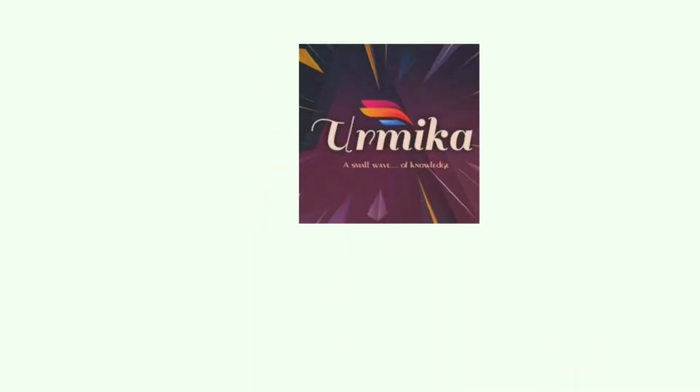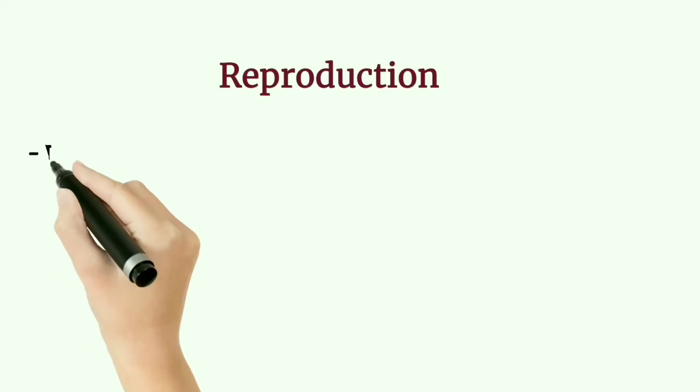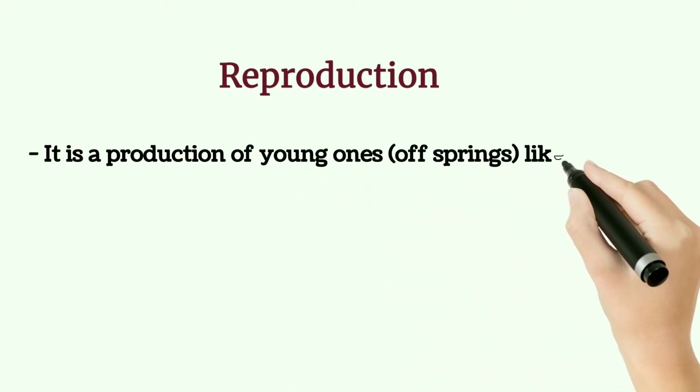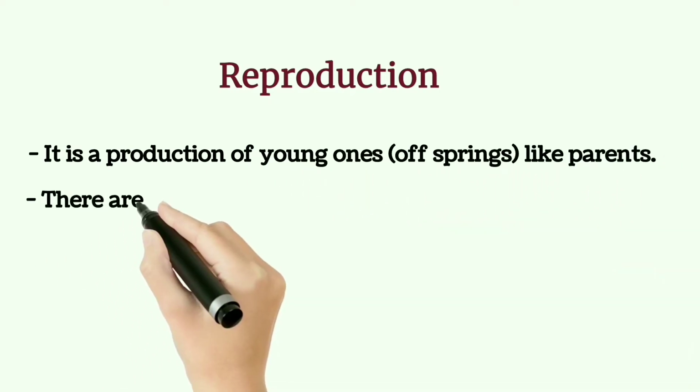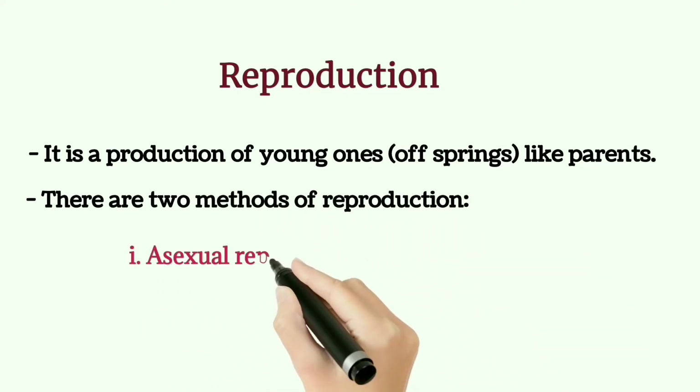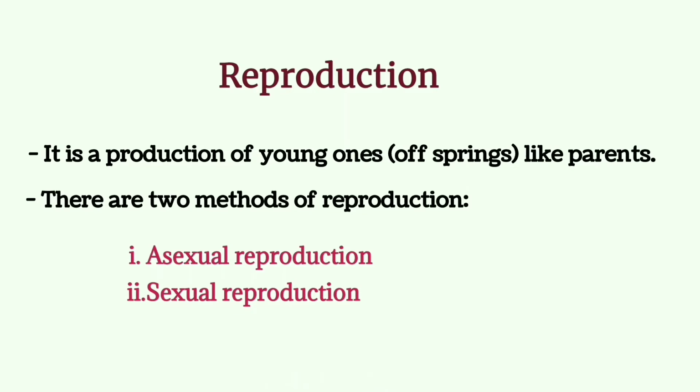Today we are going to discuss reproduction in lower and higher animals. So, very first, what is reproduction? Reproduction is the production of young ones like their parents. It is a biological process. There are two methods of reproduction: the asexual method of reproduction and the sexual method of reproduction.